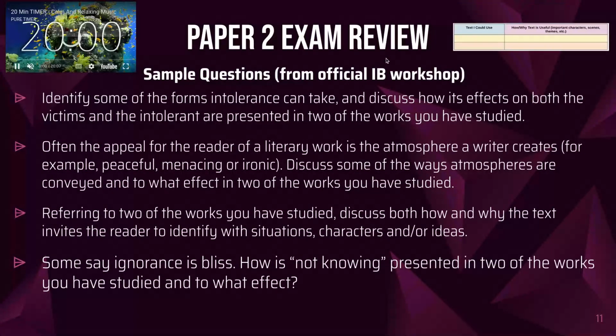The very last part of your review sheet is where I give you several of you have these 4 Paper 2 exam prompts, right? These were taken from an official IB exam workshop. Your job in your organizer, which looks like this at the bottom of that same document, is to select 2 texts that you would use to answer each of these prompts, and then on the right, fill in how or why those texts would be useful in answering that question, right? Like, what are the important characters, what important scenes, what important themes, etc. would you be discussing if you were answering these 4 prompts?